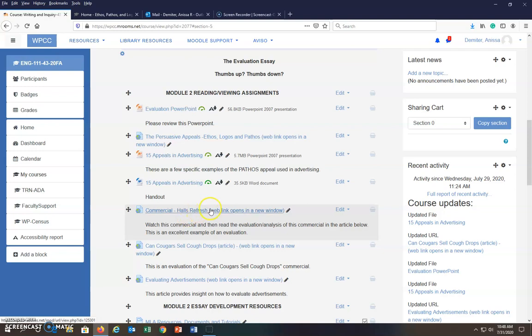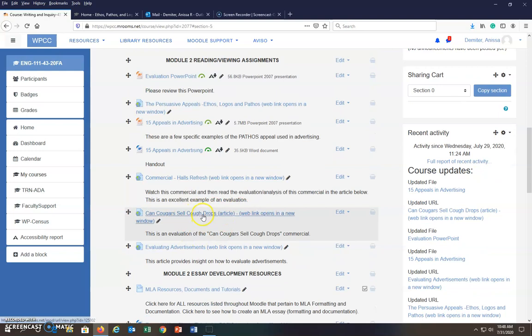You'll click on the commercial and watch the commercial. And then here is an article that basically is an evaluation of the commercial. It's a Halls Refresh commercial. It's super funny. It is a little awkward, but it is a really good example of a commercial that uses different techniques to maybe try to sell a product that maybe aren't the norm. So watch the commercial first and then look at the article that evaluates the commercial so you can have an idea of what an actual commercial evaluation looks like.